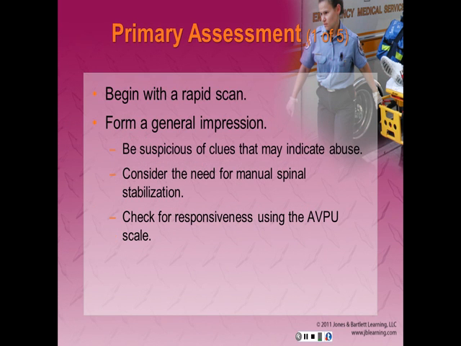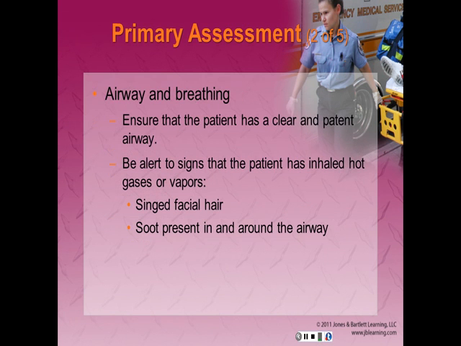Primary assessment begins with a rapid scan and forming a general impression. Look for clues to help identify how serious the injuries are and how quickly you need to assess and treat them. Be suspicious of clues that may indicate abuse. Always consider the need for manual spinal stabilization and check for responsiveness utilizing the AVPU scale. In all patients who have a level of consciousness that's less than alert and oriented, administer high-flow oxygen via a non-rebreather and immediately transport.